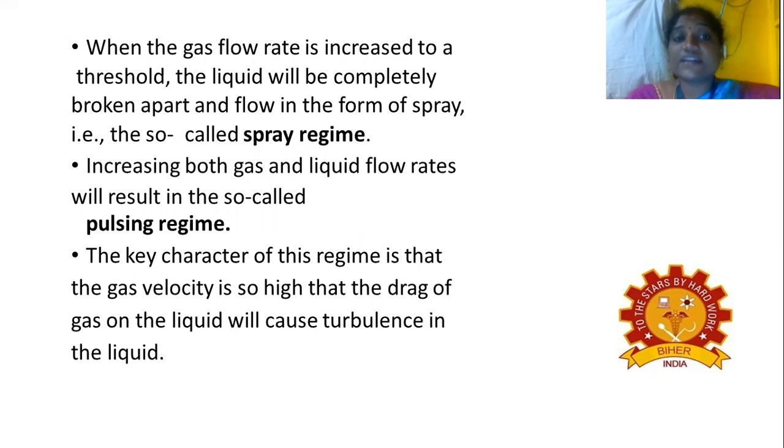When the gas flow rate is increased to a threshold, the liquid will be completely broken apart and flow in the form of spray. That is called the spray regime. Increasing both the gas and liquid flow rate will result in the so-called pulsing regime. The key character of this regime is that the gas velocity is so high that the drag of gas on the liquid will cause turbulence in the liquid.